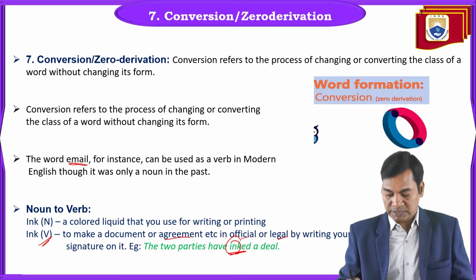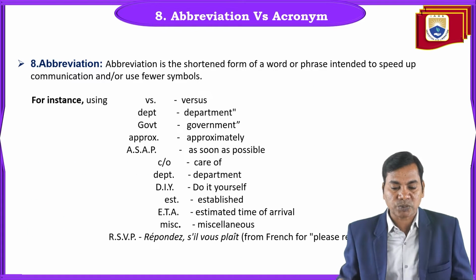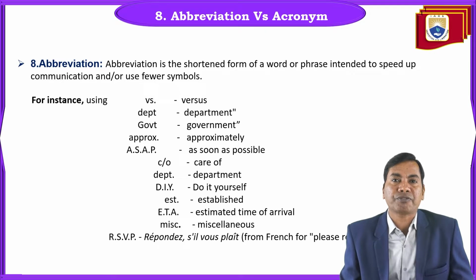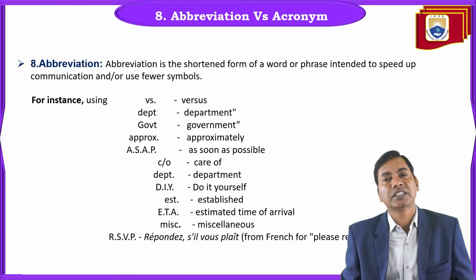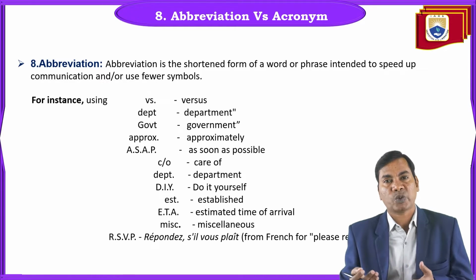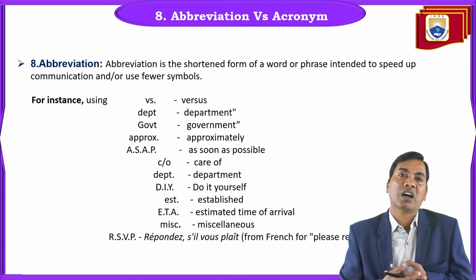conversion or zero derivation. Now, the eighth one under the process of word formation is abbreviation, right? In this, we'll be looking at the difference between abbreviation and acronym. What is abbreviation and what are the examples for that? And what is an acronym? How is it different from abbreviation?